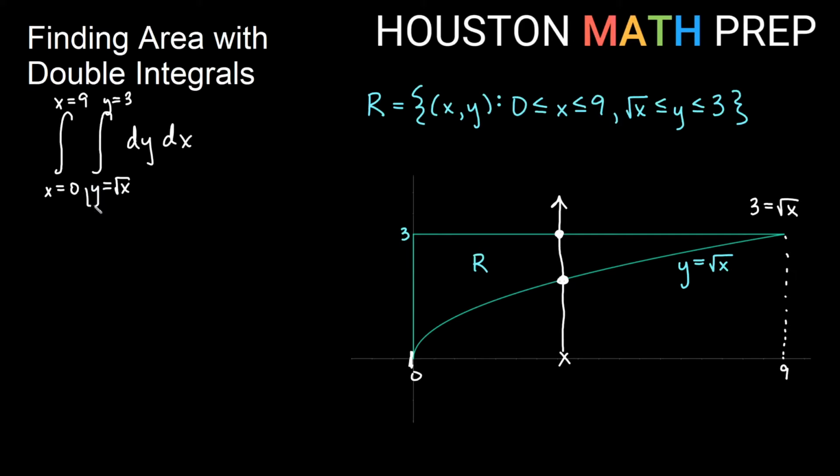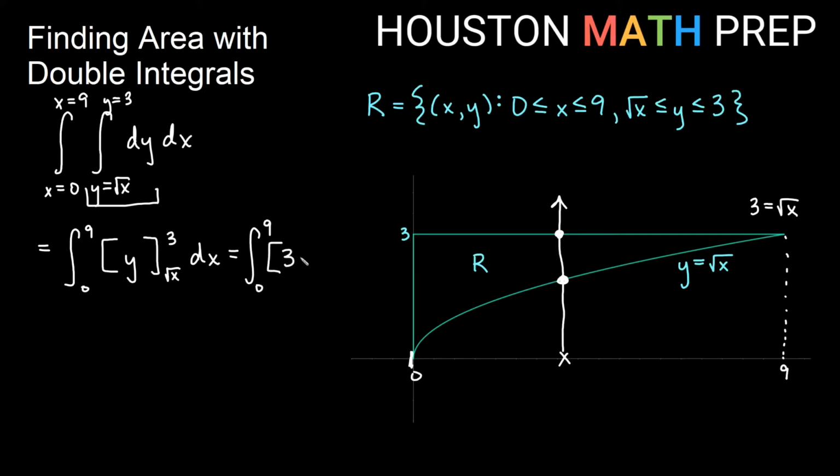So we go ahead and do our inside integral first. If we integrate dy first, we'll leave our 0 and 9 bounds here. Integrating dy just gives us y. Always easy to start with that, isn't it? And then we'll evaluate from root x to 3. And then we'll integrate dx next. So we'll get the integral from 0 to 9 of 3 minus square root x dx. And now we'll integrate with respect to x.